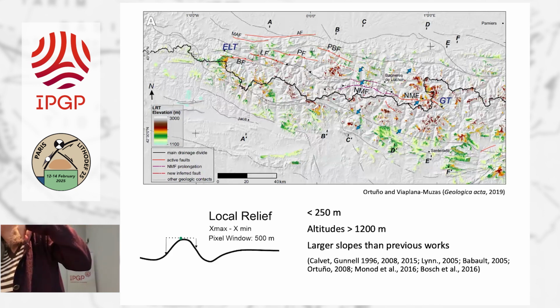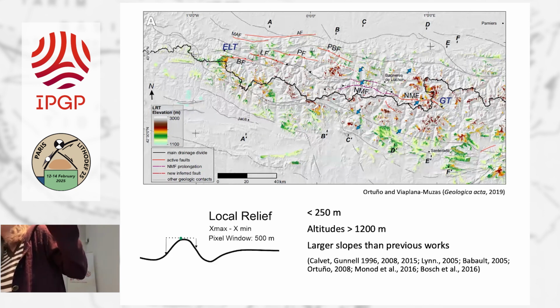And we did it using the local relief, that is very simple. Assigning to every pixel in the model a difference between the maximum and the minimum height that you find in a pixel window, in this case of 500 meters. So we erased all the places with local relief larger than 250 meters, and we obtained this map of patches of low relief topography within the Pyrenees.